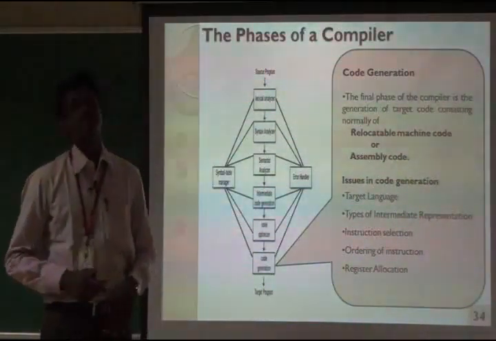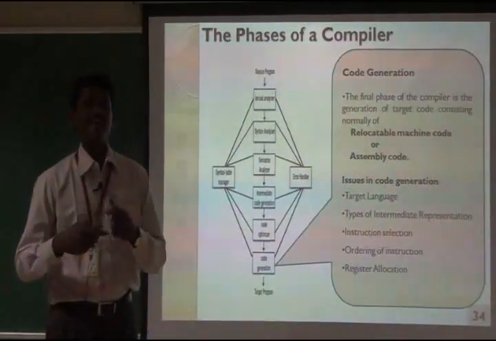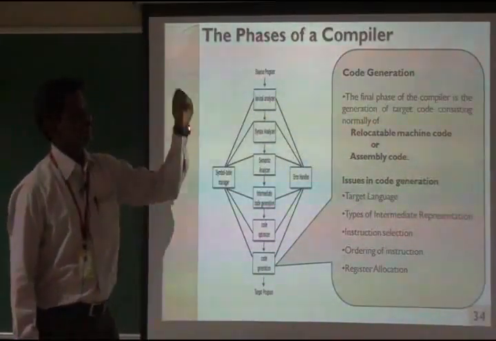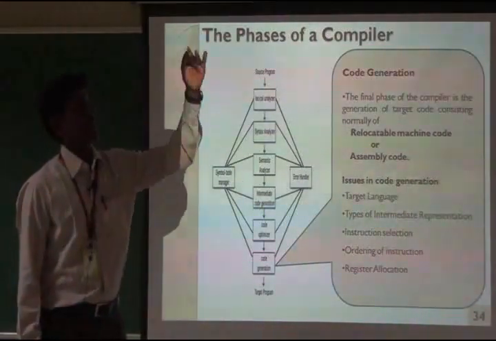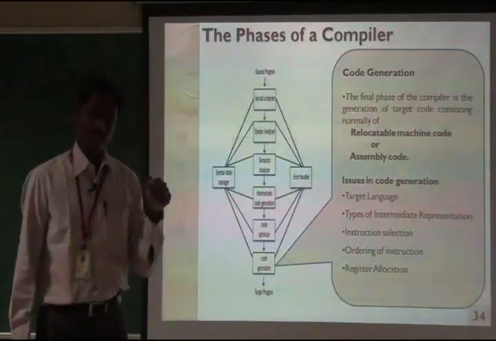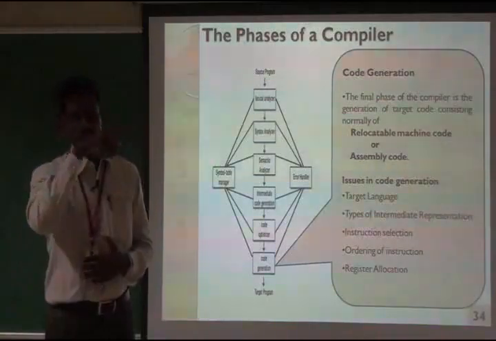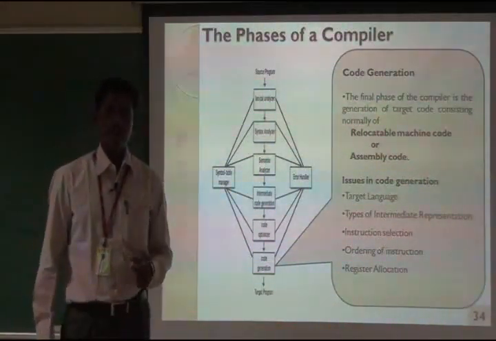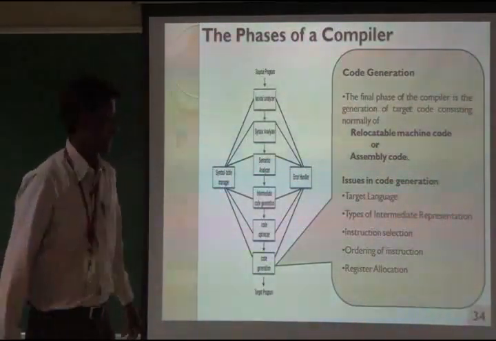Then ordering of instructions. If it is possible, you can reorder the execution. There are 4 instructions, right? You can execute 1, 2, 3, 4. Sometimes you may execute 1, 3, 4, 2. If the instructions are independent, you may change the order of execution. Sometimes changing the order may reduce the number of registers used.